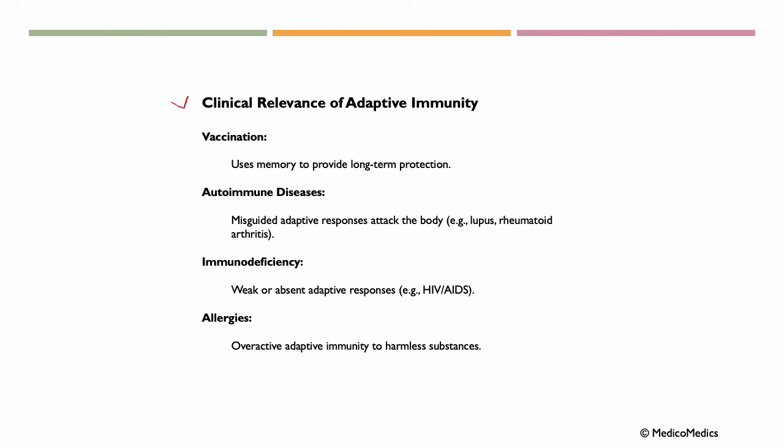Now, what are some clinical relevancies of adaptive immunity? Well, like we just said, vaccination. We use the memory cells to provide long-term protection. In autoimmune diseases, there can be misguided adaptive response attacks to the body, like in lupus or rheumatoid arthritis. We mentioned in the introductory lesson that autoimmunity begins when these specific specialized cells target the self, meaning targeting something that's not an invading pathogen, but rather a cell we need and have. And this is where autoimmunity begins.